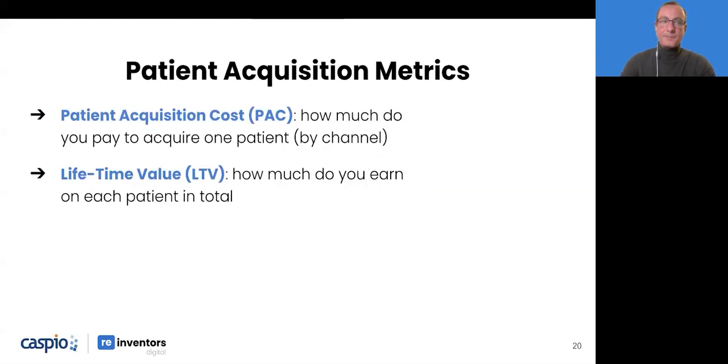What you can do is, I recommend you to calculate at least two metrics. Patient acquisition cost: you simply divide the costs you spent on each marketing channel by the number of patients you received from that. And second, lifetime value: how much do you earn on each patient in total? The second one could be tricky.